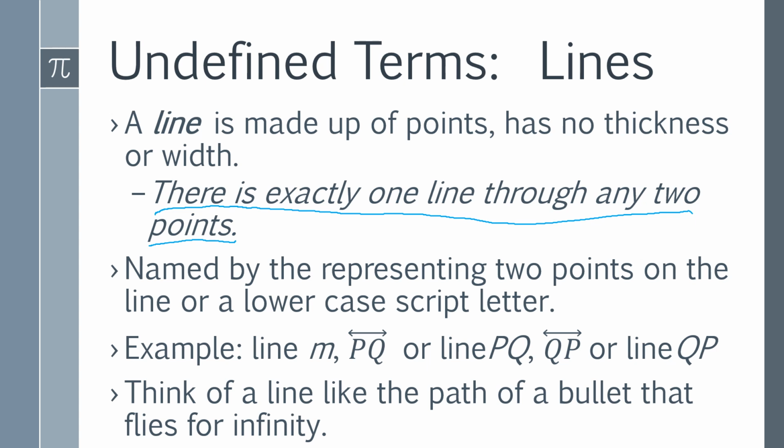Think of a line like a path of a bullet that flies for infinity. If you're in outer space and you fire a bullet, that bullet will travel on a straight line for infinity unless it's affected by something we call gravity. So, a little physics there for you.